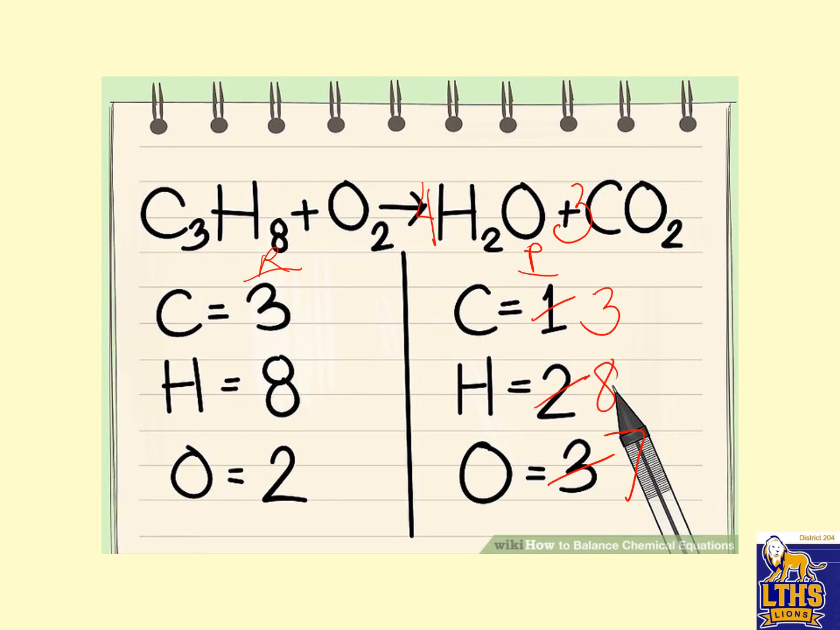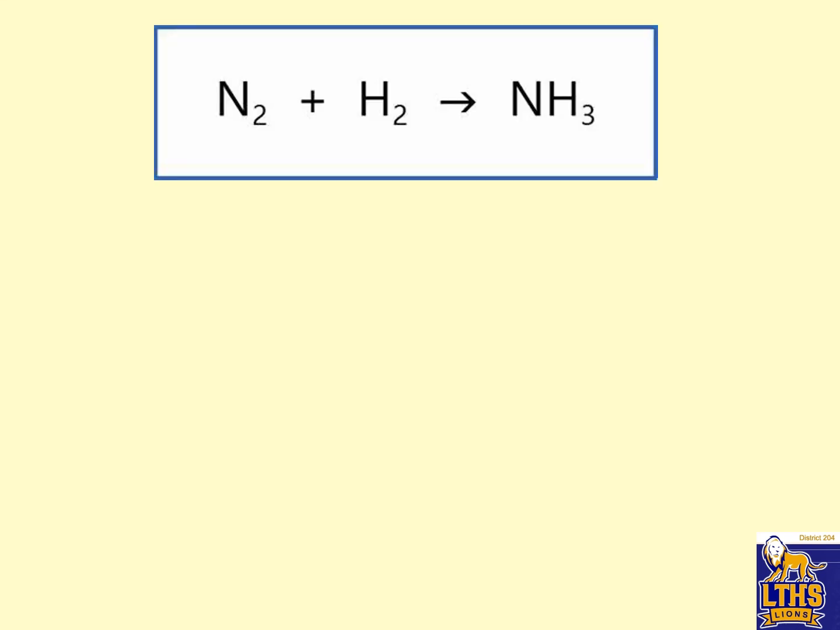All right, but now I have 4 oxygen plus 6 oxygen gives me 10 oxygen. And then I would put a 5 in front of there. 5 times 2 is 10 oxygen. Yay, balanced again. Okay, let's try another one.